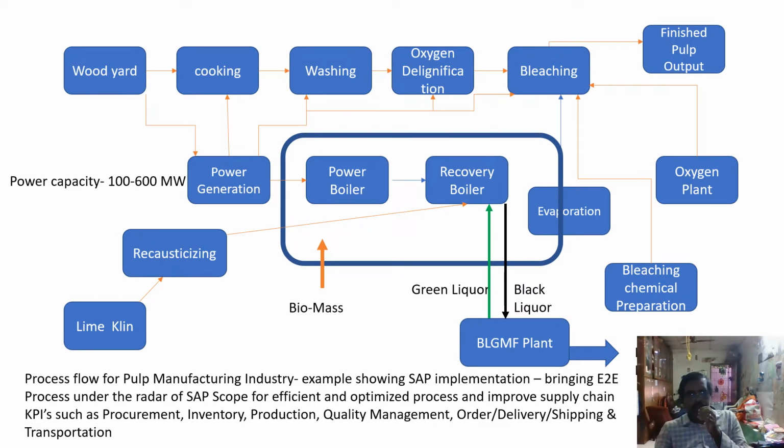And so all this process, each stage will be taken as a work center. Say cooking is one work center, washing is a work center, oxygen delignification is a work center, bleaching is one work center. This combinedly forms a routing kind of thing.